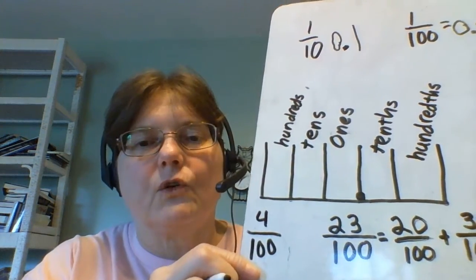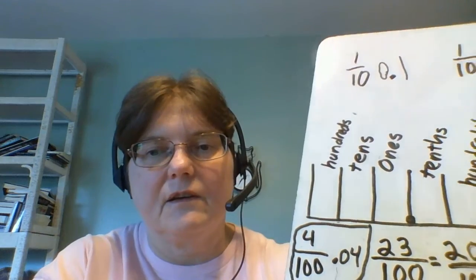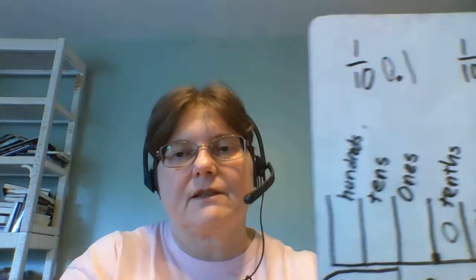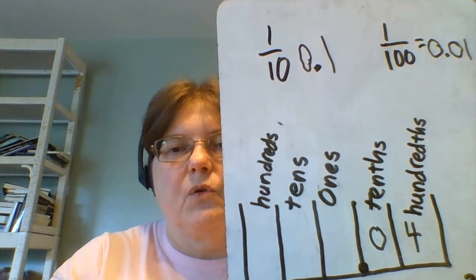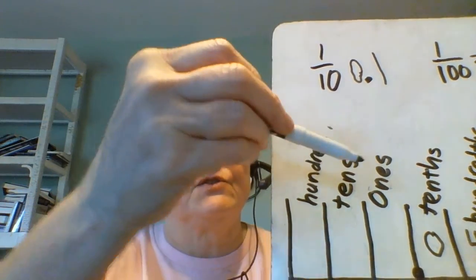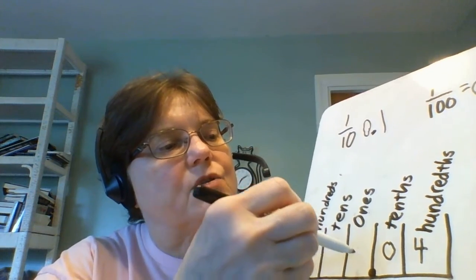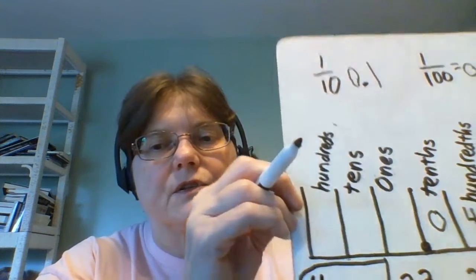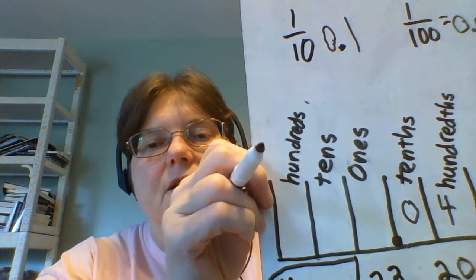Now what about 4/100? 4/100 would be 0.04. We would put that in our place value chart by putting a 0 in the tenths place and then writing 4 in the hundredths place. 0.04. And there are no ones, tens, or hundreds, so all those numbers could be 0. So it could be 0.04 and it would still be 4/100.